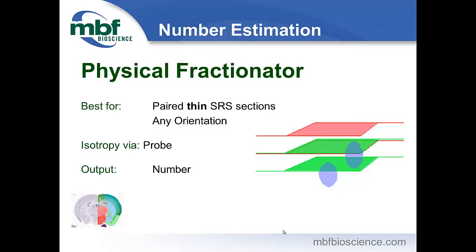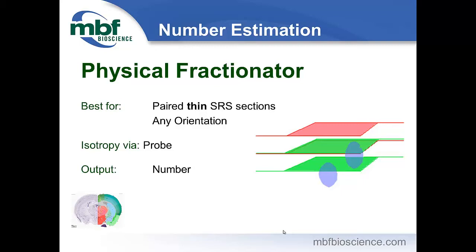And in this case, it's not sufficient that you have thin sections. You also need to have pairs of thin sections. They can be prepared in any orientation because the probe itself provides the isotropy, and the number is the output that you get out of this probe. So we're still looking for the leading edge of the cells, but we're doing it with 2 physical sections. We look at the first physical section. If the profile is there but not in the second physical section, we know we found the top of the cell. Every cell has only one top, and we won't overcount cells.